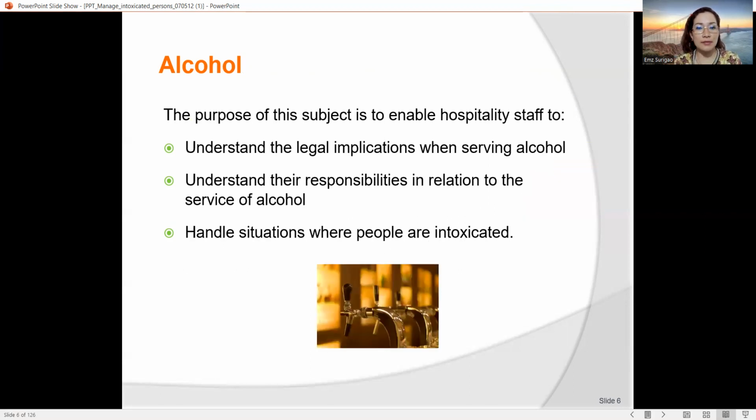The purpose of this topic is to enable hospitality staff to understand the legal implications when serving alcohol. There are legal implications before you serve alcohol. Second, understand your responsibilities as a staff in relation to the service of alcohol, and handle situations when people are intoxicated.